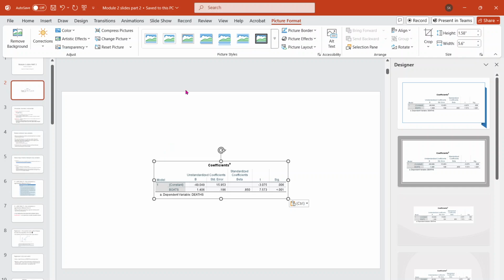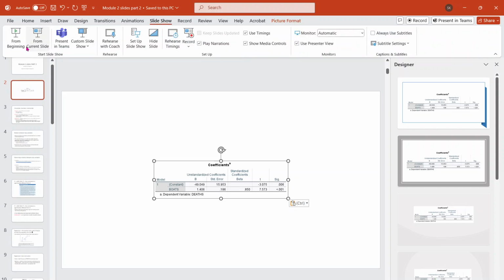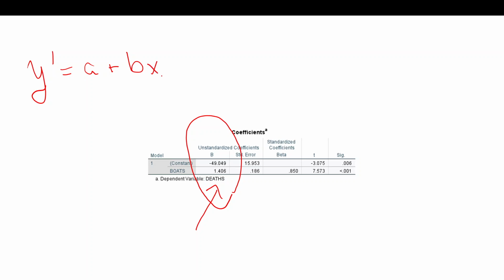Okay, so this is what the SPSS output looks like. And you're like, what the heck is that? Okay. So this right here is your slope and your intercept, except it doesn't tell you. So let's do y prime equals a plus bx. That's the statistics way of writing mx plus b. Y prime is equal to negative 49.05, because I'm going to round that, plus 1.406 times boats.